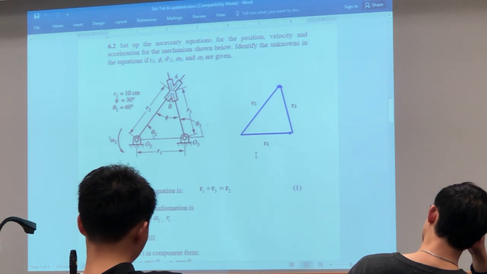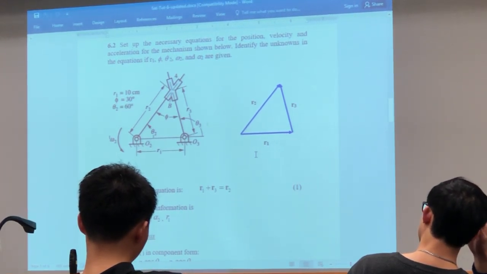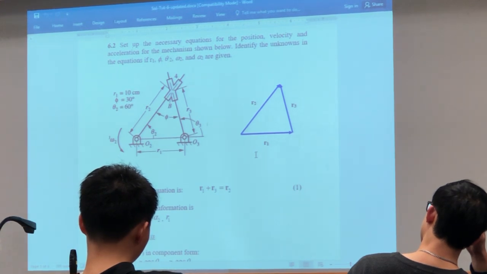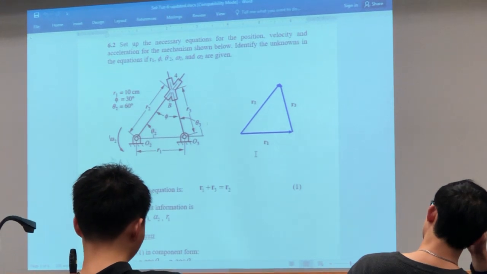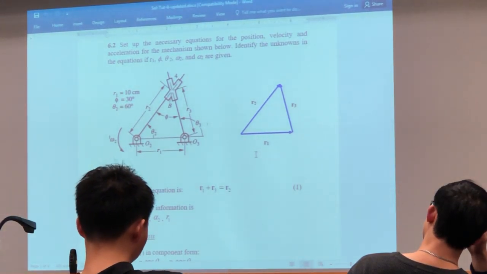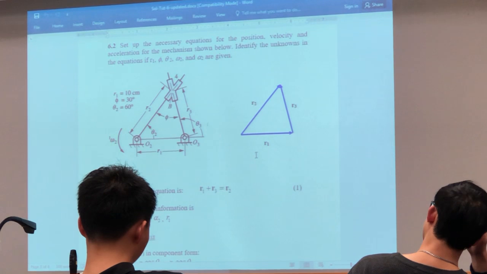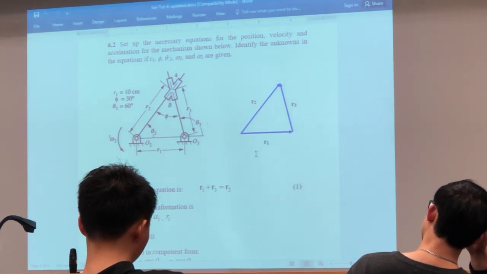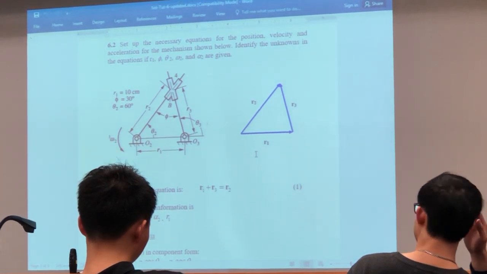So for the first question, any question? Okay, so the whole idea is we represent a physical mechanism by a vector loop, and from the vector loop, we can write the mathematical equation. And from the mathematical equation, we can do the mathematical analysis of the mechanism.